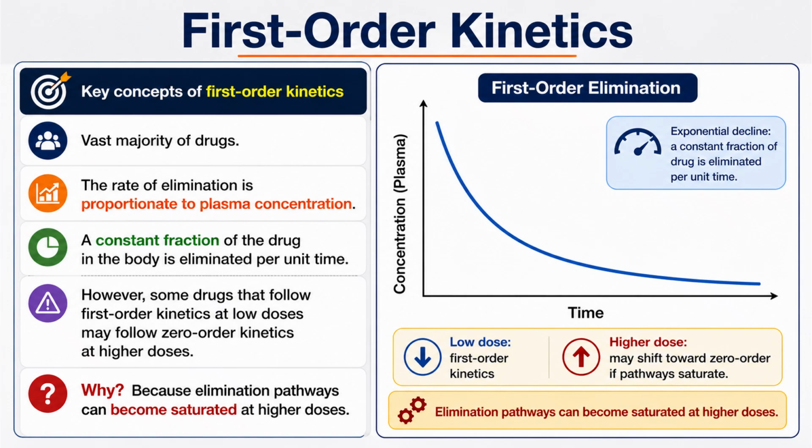So why would they differ between the two? First order at low concentration and zero order at higher concentration. Well, this is because the elimination pathways can sometimes become saturated at higher doses. So this all has to do with oversaturation of enzymes necessary for metabolism. So think about it like this. The body is maximally working, so the rate of elimination is at maximum. The rate is constant. That would be zero order kinetics.